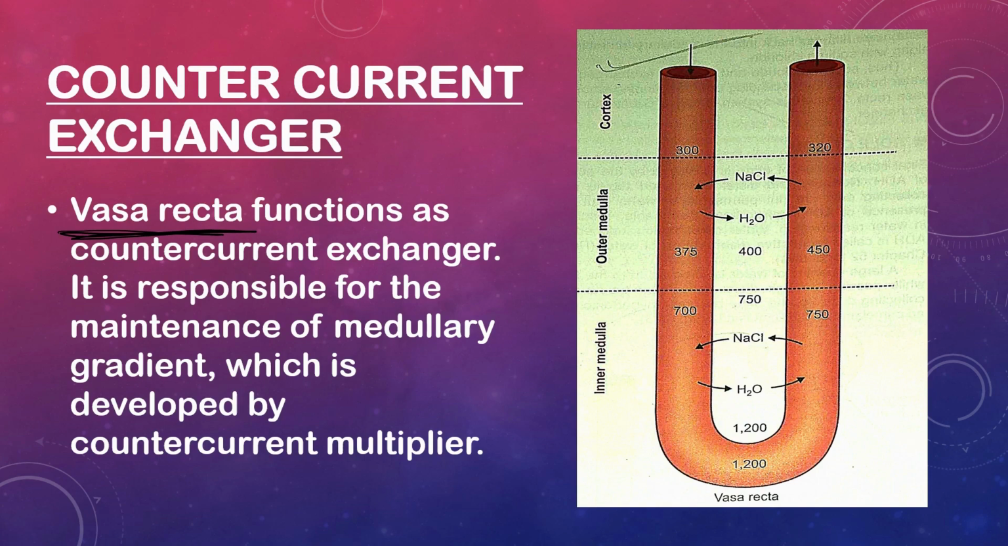What is vasa recta? Vasa recta performs as the countercurrent exchanger. It is similar to the countercurrent multiplier, but just the reversal of it. That's it. So what is it? It is responsible for maintaining the medullary gradient, which is developed by the countercurrent multiplier.